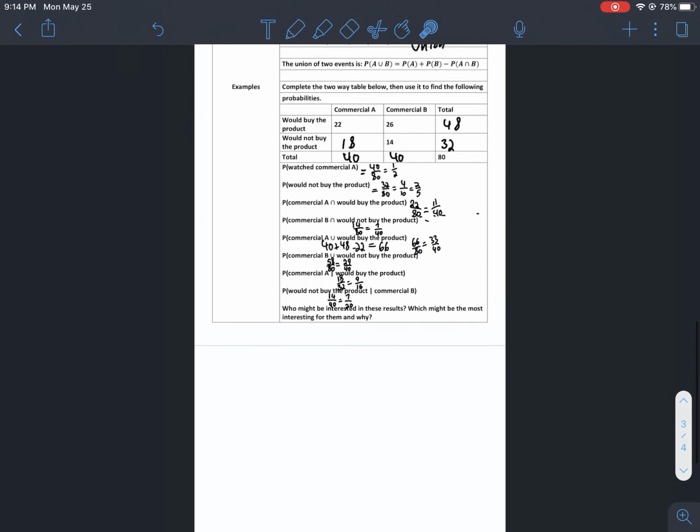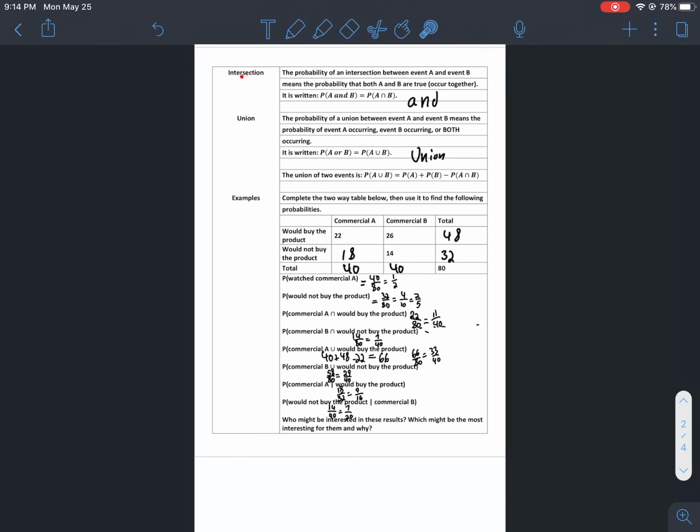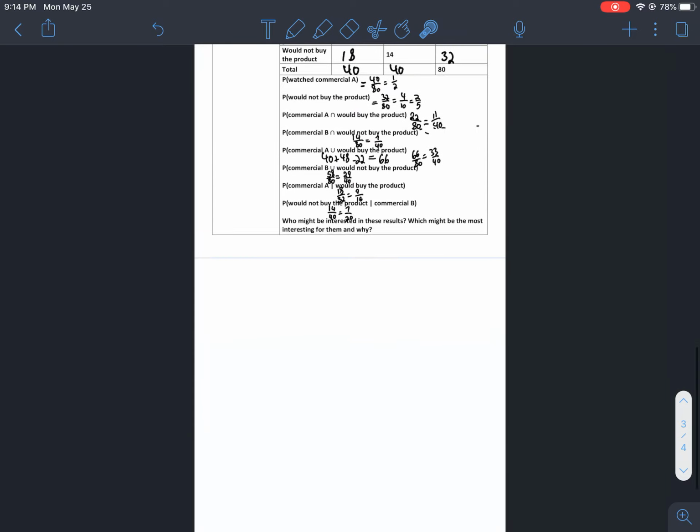But these conditional probabilities, they pop up a lot. And the unions and intersections pop up a lot. They don't always appear in these two-way tables. It's just a really neat way to organize the data, in my opinion. It really helps you just kind of see everything.